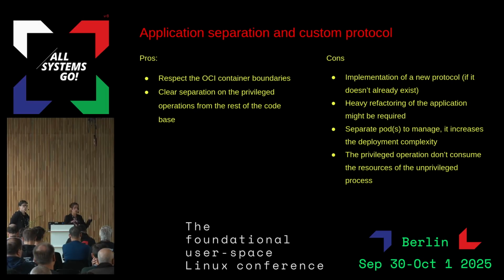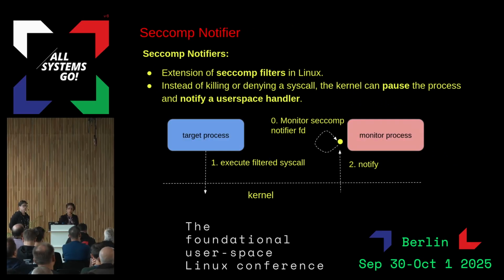You need to separate parts of the two containers to handle when one just died. And the other thing is that if we separate the privileged operations, those operations are not consuming the resources that are accounted on virt-launcher. So for this reason, for us, this solution was not the ideal one.